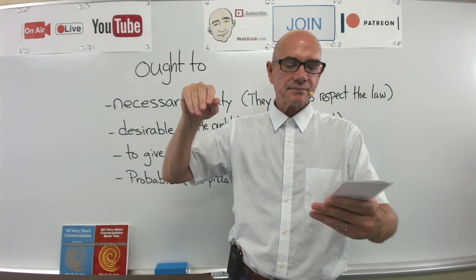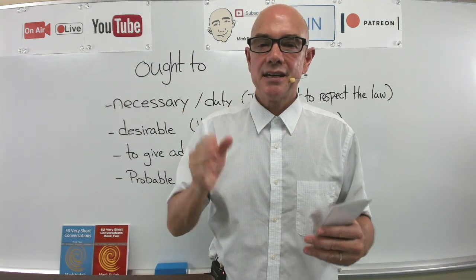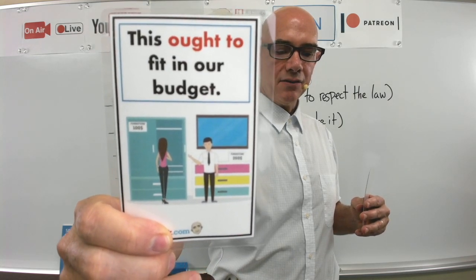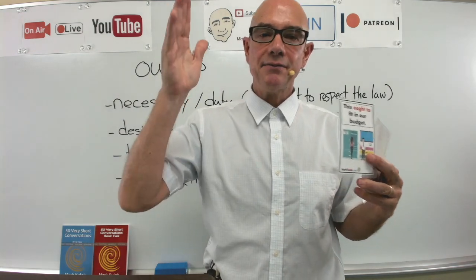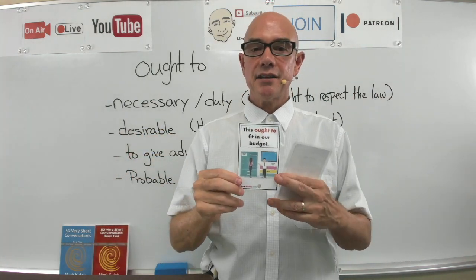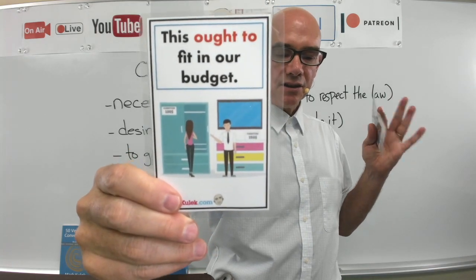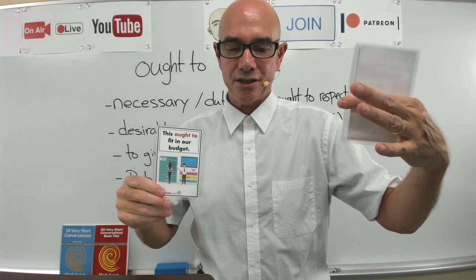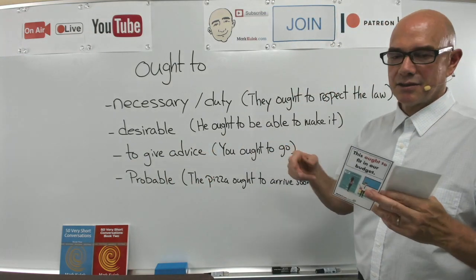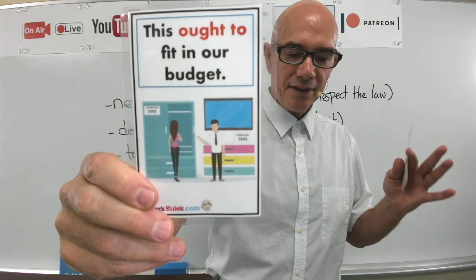Okay, card number 5. This ought to fit in our budget. So a budget is how much money you have to spend on something, right? So maybe these people are shopping for furniture, and so maybe they have $500 to spend. Their budget is $500. So perhaps this closet and TV fit into their budget, all right? So this ought to fit in our budget, all right? So it's desirable, okay? We hope it fits in our budget. This ought to fit in our budget.